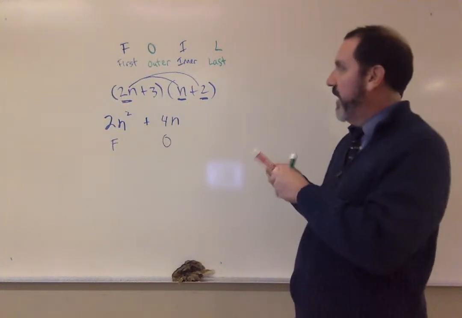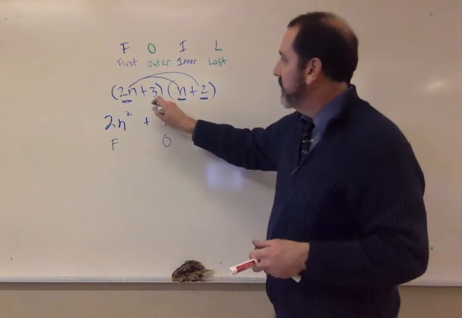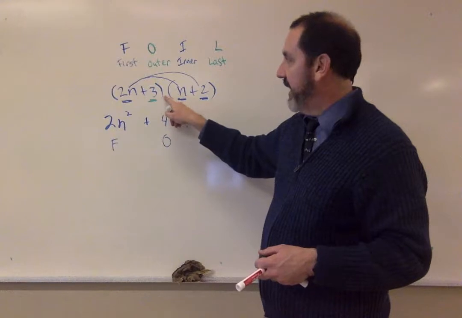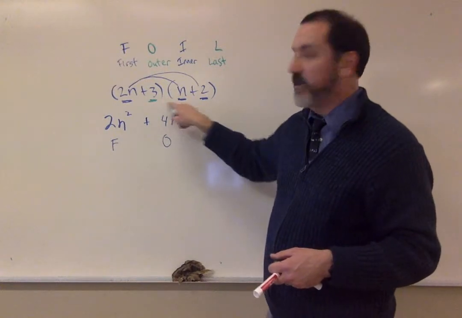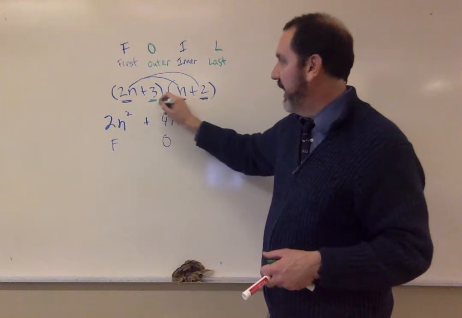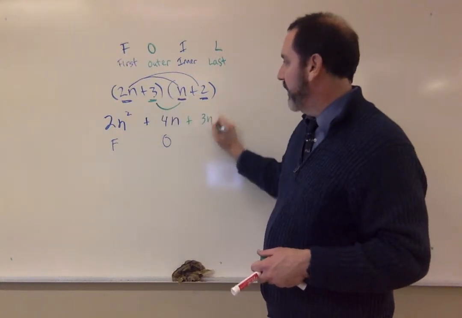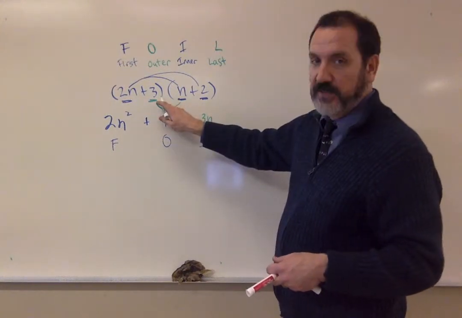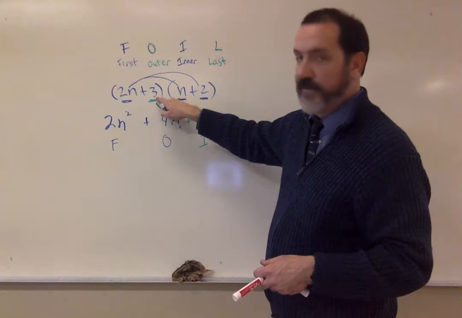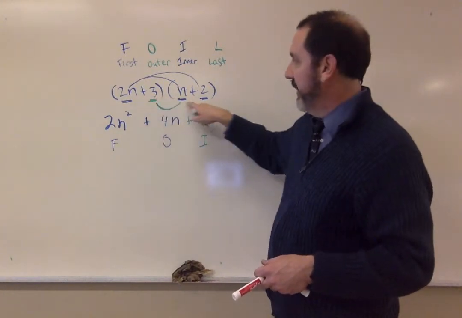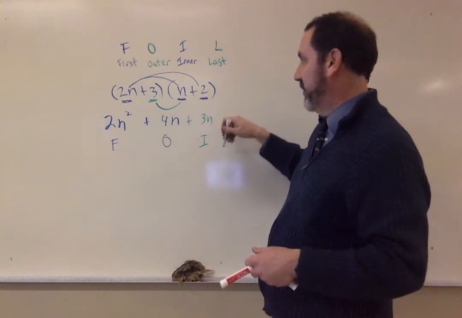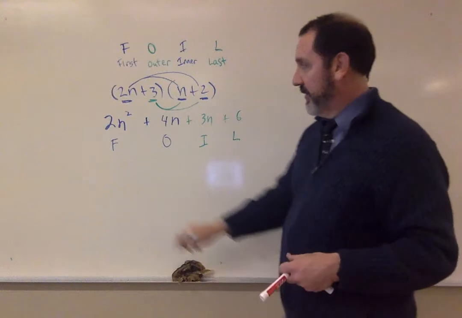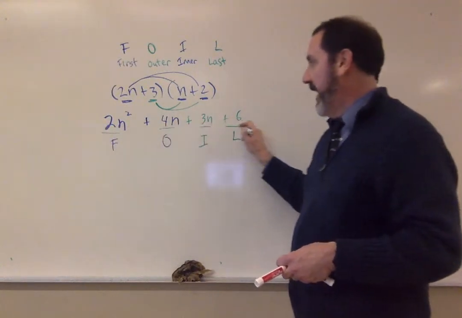I'm going to switch to green now for the I and the L. So the inner terms, we're talking about the inside parentheses here and the two terms that are closest there. So I have the 3 times the n. So that's going to give me 3n. Those are my inner terms, their product. And then the last terms, that's referring to the last term in the first set of parentheses is the 3, and the last term in the second set of parentheses, that's the 2. So 3 times 2 is going to give me 6. Okay, so I get F-O-I-L, FOIL.